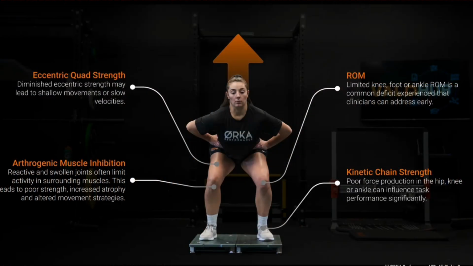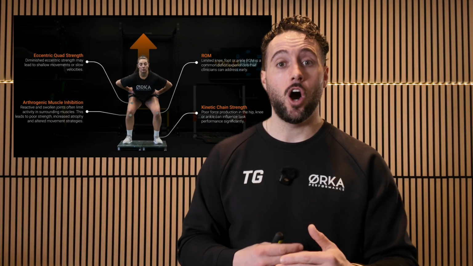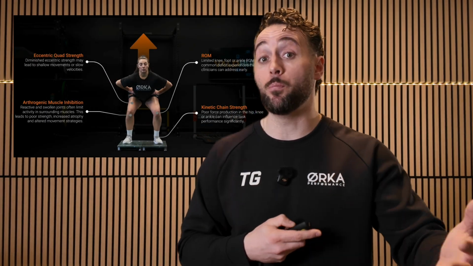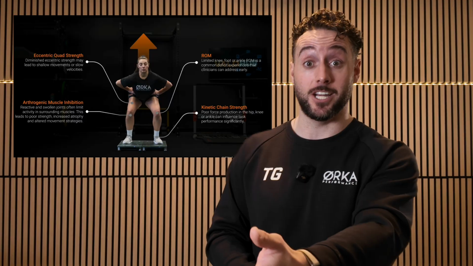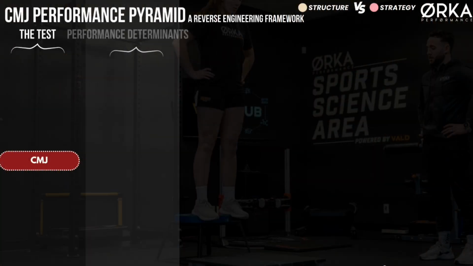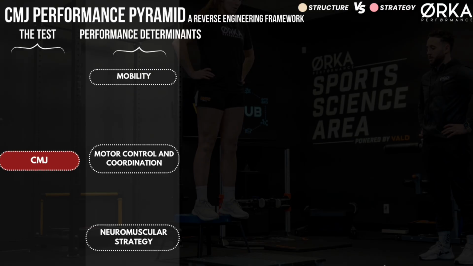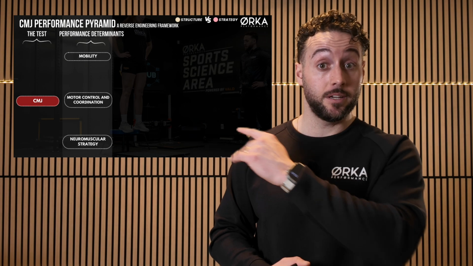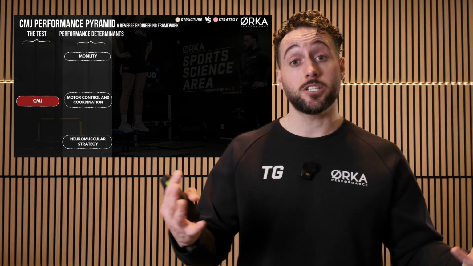And we know that there are going to be multiple things that affect this jump. Eccentric quad strength, range of motion, not just at the knee, but distally at the foot and ankle, what's going on through the kinetic chain, how they've overcome inhibition through weeks 8 to 12. All of that is going to influence what we see from an output and a strategy perspective on that initial jump. So the reverse engineering pyramid or framework that we use is typically we'll take the test, and there are going to be some performance determinants that dictate how that test goes. In this case, not an exhaustive list, but we have mobility, motor control and coordination, and neuromuscular strategy.